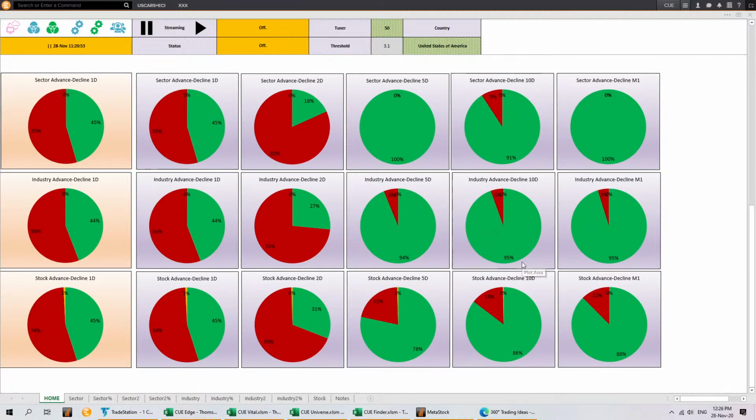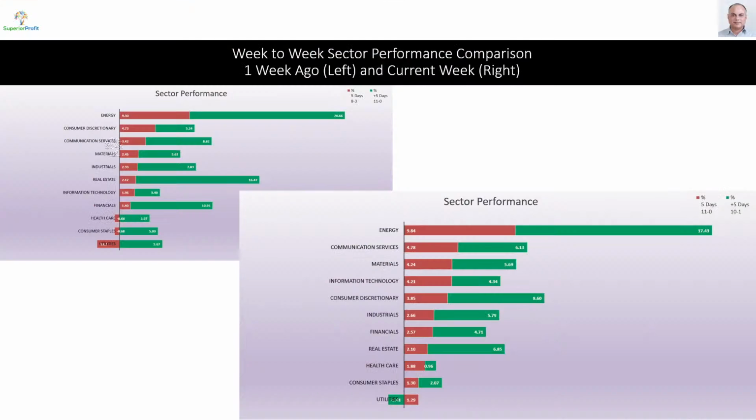And if we look at the chart that I tend to share, week to week sector comparison, on the left hand side I have week to week sector performance comparison from current week red bar to previous week green bar, but this picture on the left is from 1 week ago.